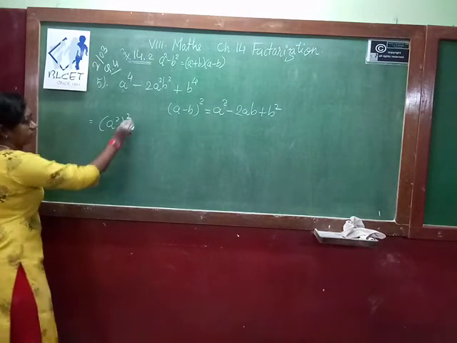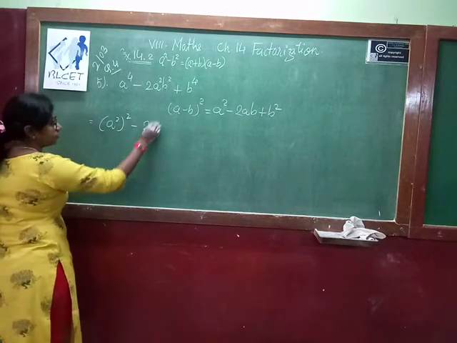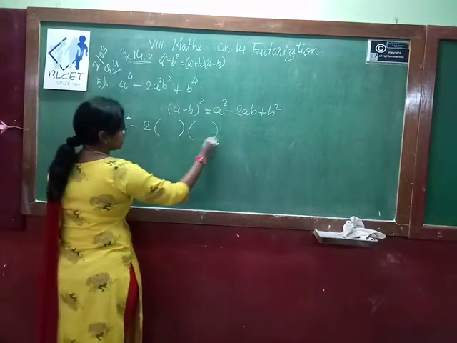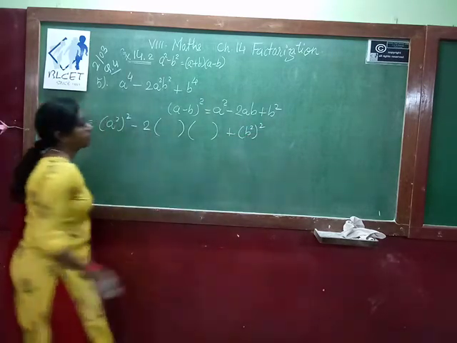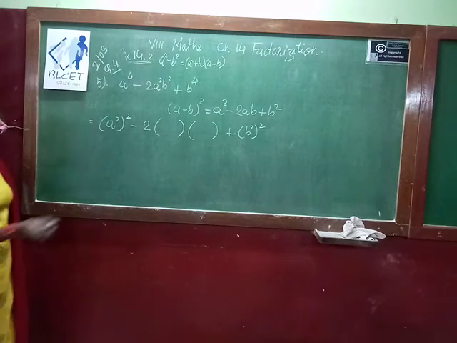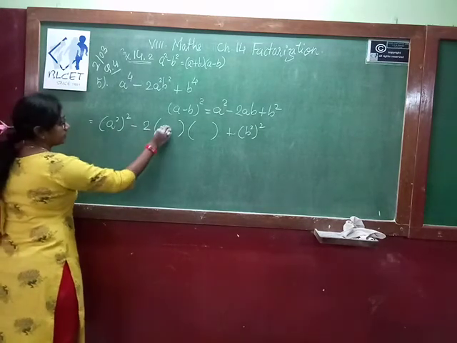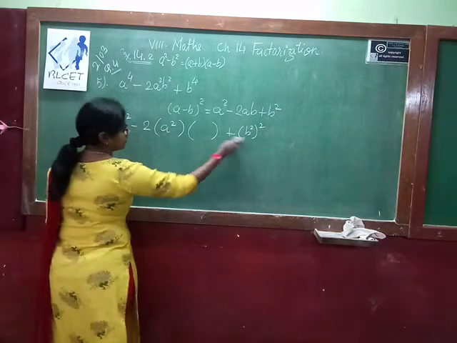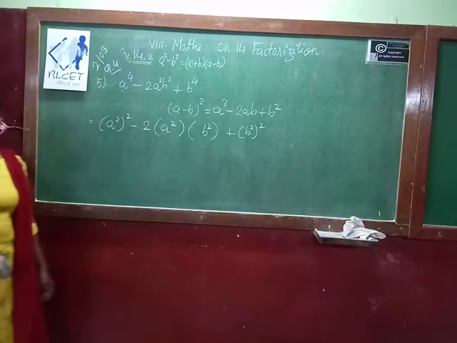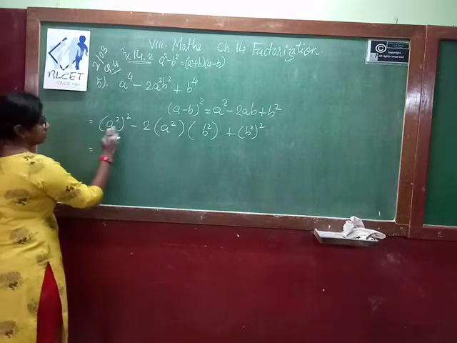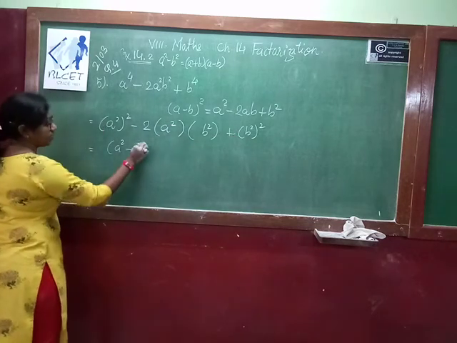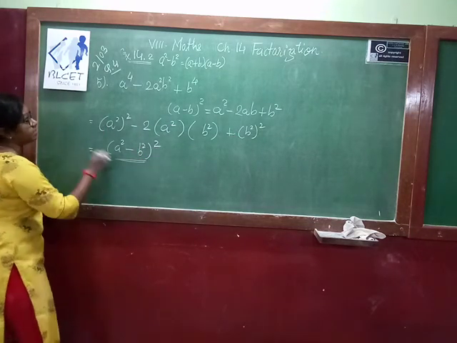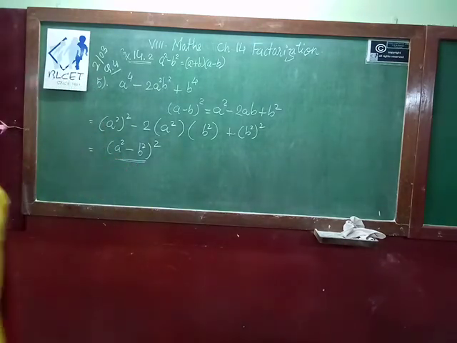a square whole square. This is your first term, minus 2. Here we have to write first term, last term, plus b square whole square. b power 4 we have to write as b square whole square. Here a square, that is your first term. b square, that is your last term. So what answer do we have now? First term, that is a square, minus last term, that is b square, whole square. So this is the answer of your fifth question. So this way we can solve it like question number 4.